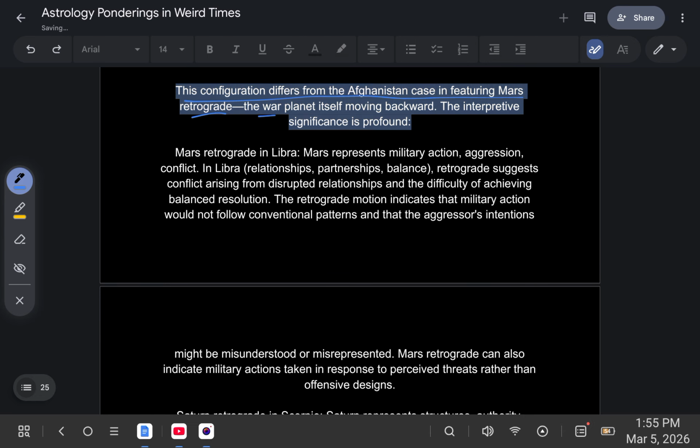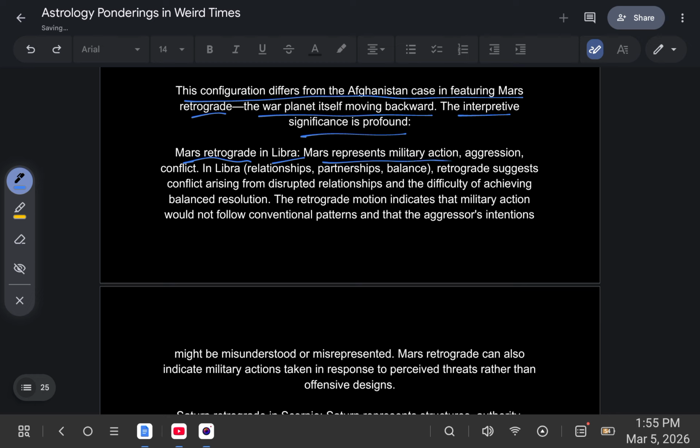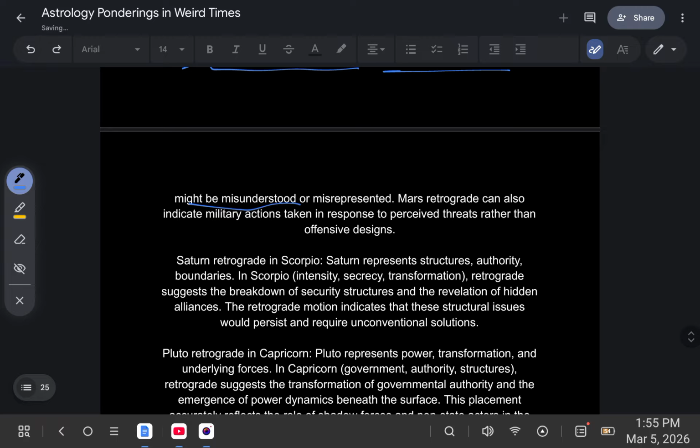Now, this configuration differs from the Afghanistan case in featuring Mars retrograde, the war planet itself moving backward. The interpretive significance is profound. So Mars retrograde, and in Libra, Mars represents military action, aggression, conflict. In Libra, relationships, partnerships, balance. Retrograde suggests conflict arising from disrupted relationships and the difficulty of achieving balanced resolution. The retrograde motion indicates that military action would not follow conventional patterns and that the aggressor's intentions might be misunderstood or misrepresented. Mars retrograde can also indicate military actions taken in response to perceived threats rather than offensive designs.